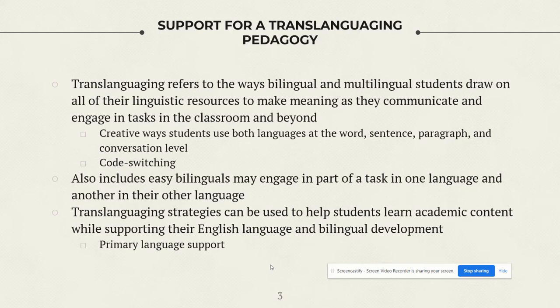And translanguaging strategies can be used to help students learn academic content while supporting their English language and bilingual development. And this is exactly the idea behind primary language support. It's what we talked about last week. This idea that while students are still working on their English language development, some parts of a lesson, not the entire lesson itself, but parts of a lesson, could be delivered in their home language so that they can better understand that content. It can focus on that while they're still working on language development.